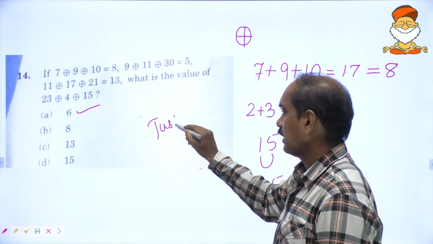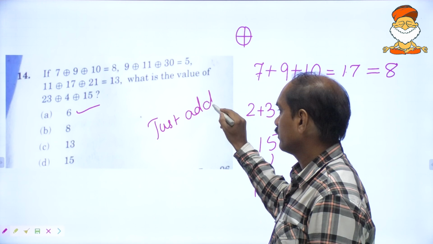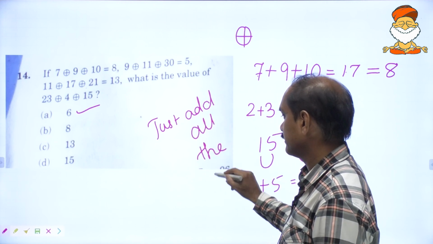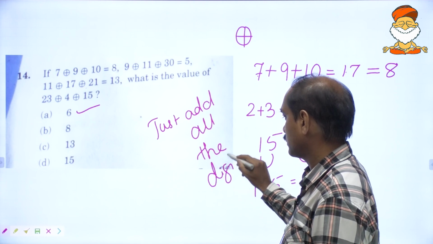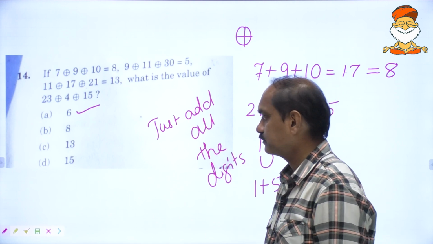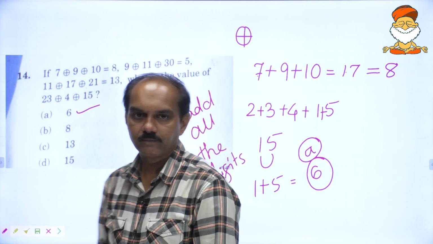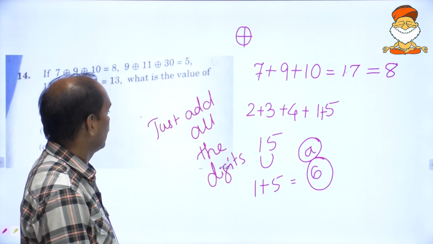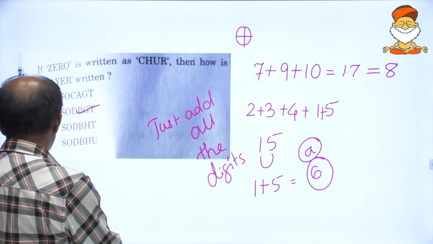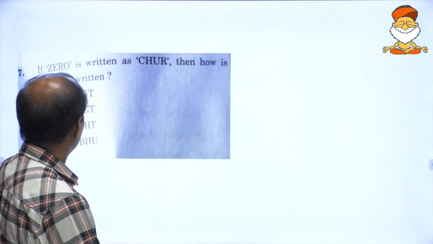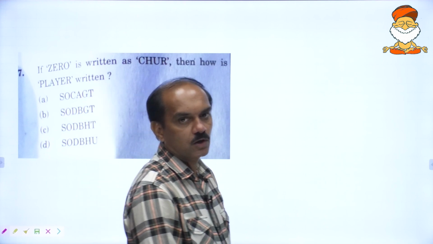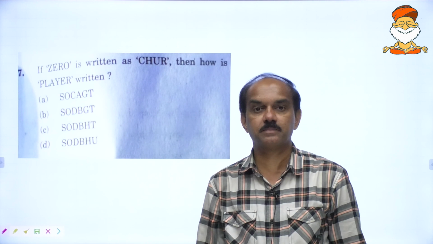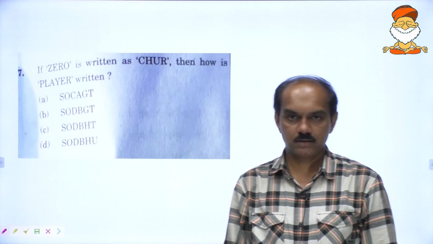Just add all the digits to get the final answer. This is literally a simple problem, in fact. Now moving on to the next one. This is a problem on coding and decoding, and according to me this is the simplest problem in this question paper.